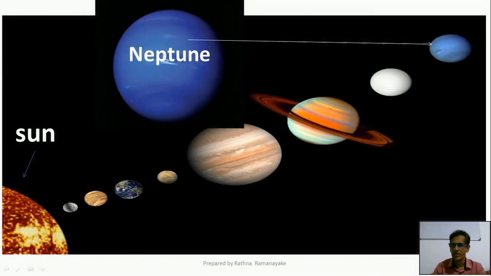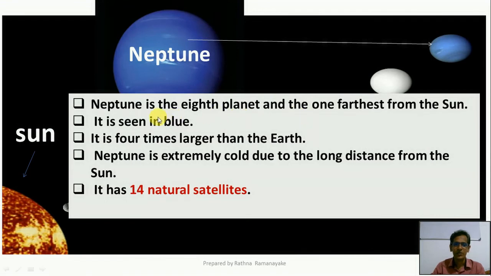Here, it is also seen in blue color. Neptune is the 8th planet and the farthest from the Sun. Farthest from the Sun. It is seen in blue. It is 4 times larger than the Earth.